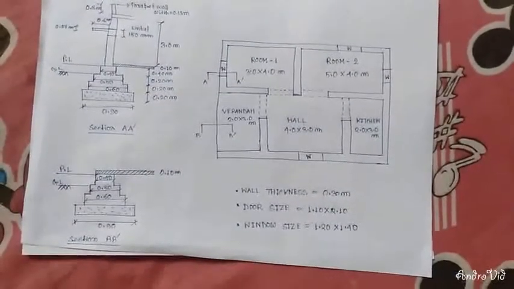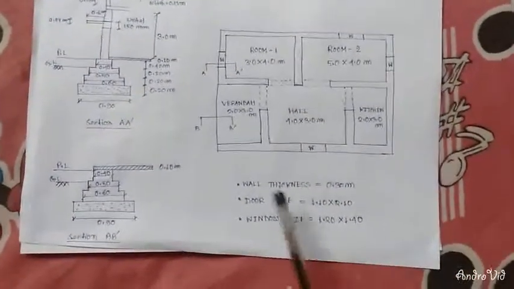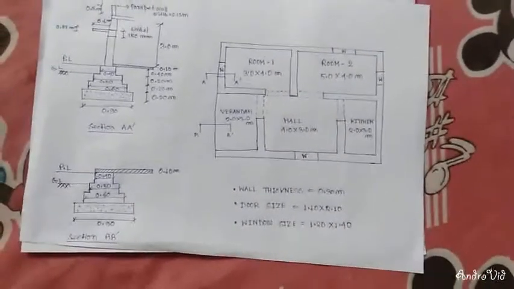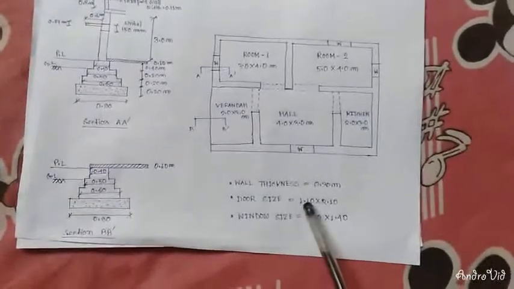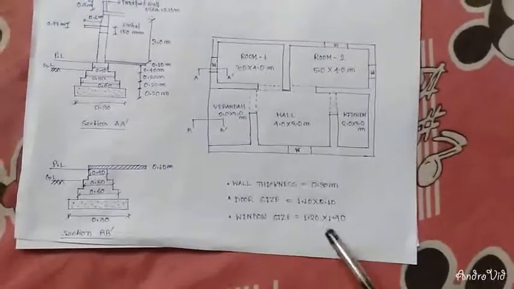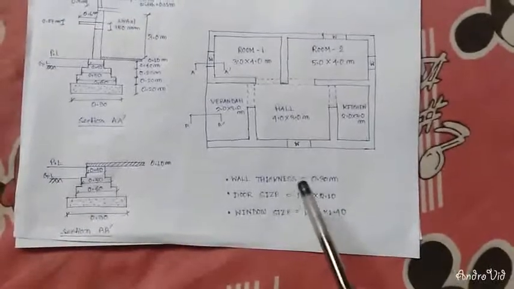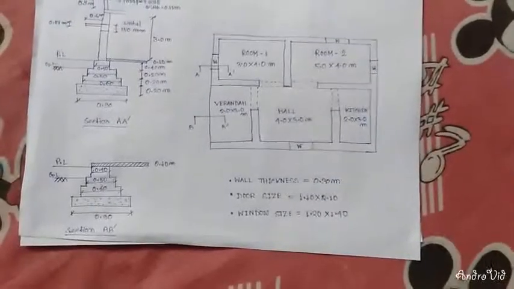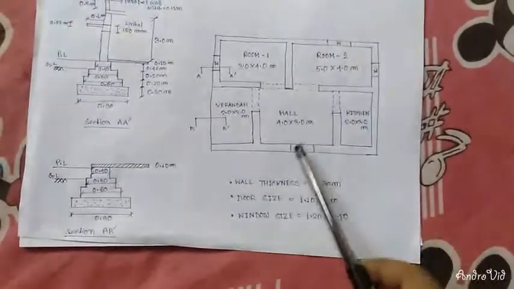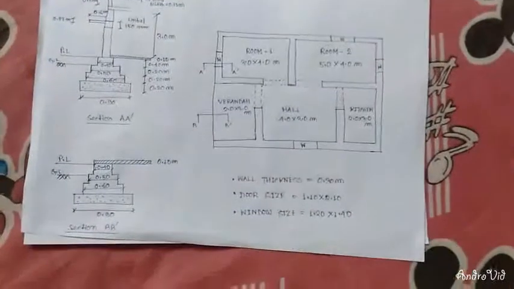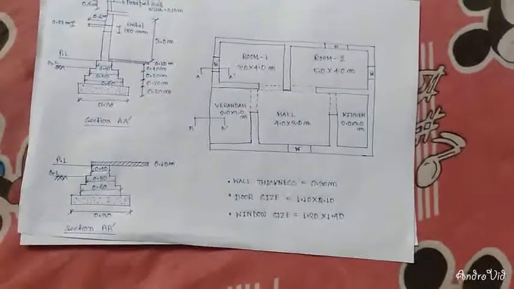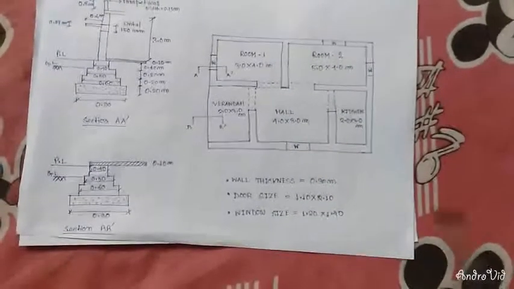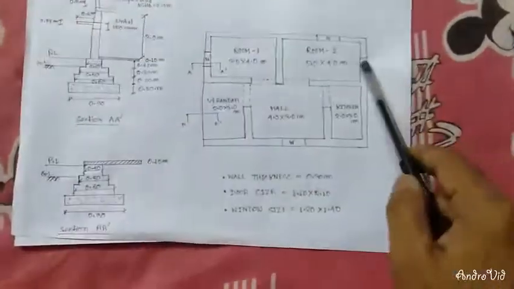In the plan the wall thickness is given, 0.30 meter. Door size is given as 1.10 into 2.10, so 1.10 is breadth or width and 2.10 is height. We have a total of 4 doors: 1, 2, 3, 4. The window size is also given, 1.20 into 1.40, and we also have 4 windows: 1, 2, 3 and 4.